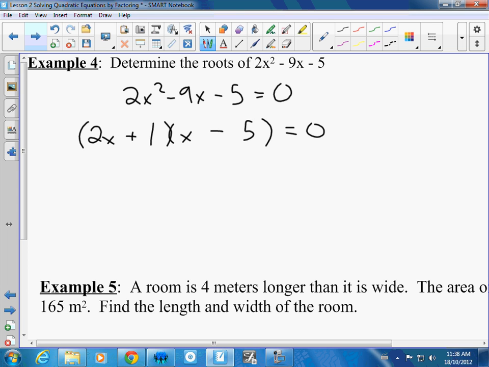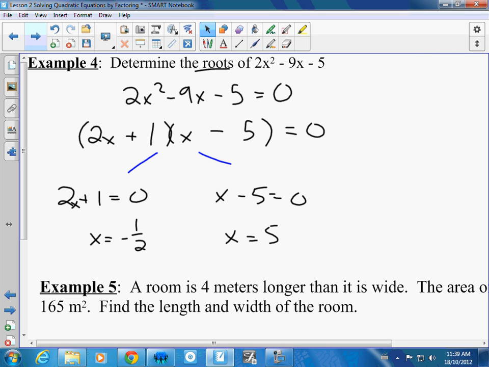It says determine the root. So do we have to solve for it? Sure, we got to solve for it. So we're going to do one, we're going to do the other. So 2x plus 1 equals 0. X minus 5 equals 0. X equals negative a half. X equals 5. Guys, you should know this one here. You move the 1 to the other side, it becomes negative, you divide by 2. If you need to put the extra step in there, go ahead. It's not going to hurt.